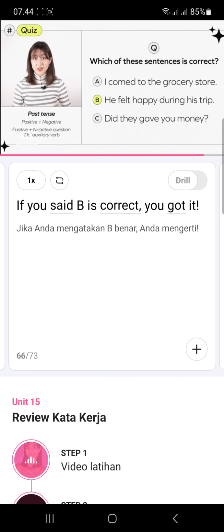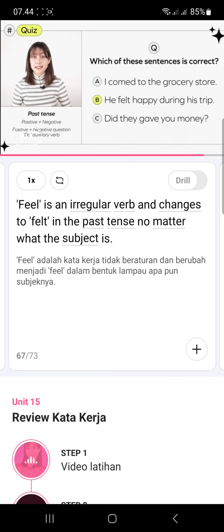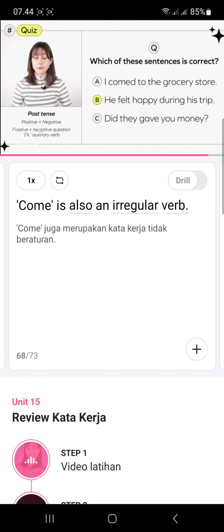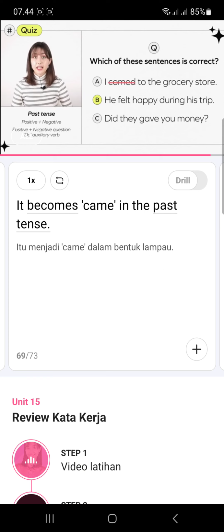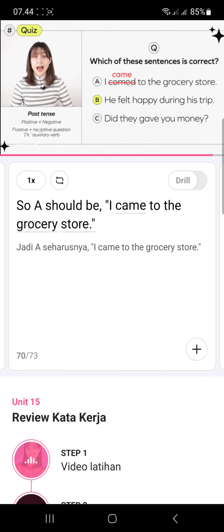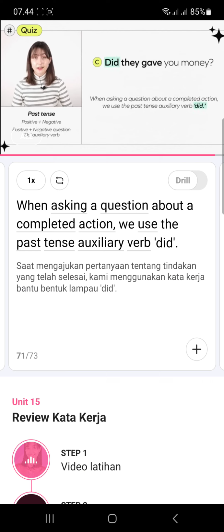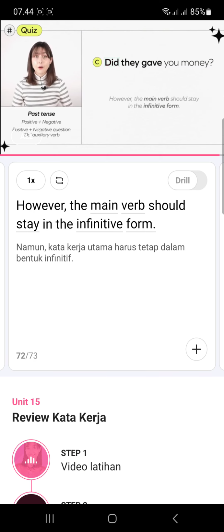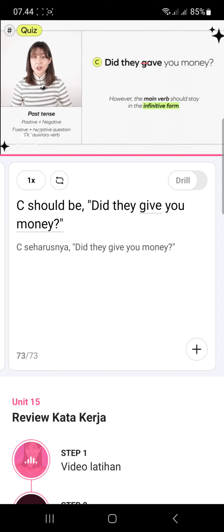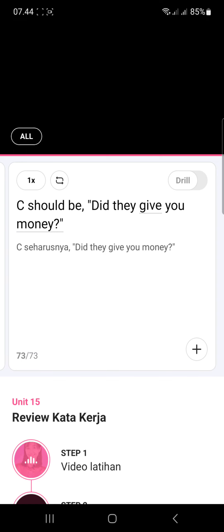If you said B is correct, you got it. Feel is an irregular verb and changes to felt in the past tense no matter what the subject is. Come is also an irregular verb. It becomes came in the past tense. So A should be, I came to the grocery store. When asking a question about a completed action, we use the past tense auxiliary verb did. However, the main verb should stay in the infinitive form. C should be, did they give you money?